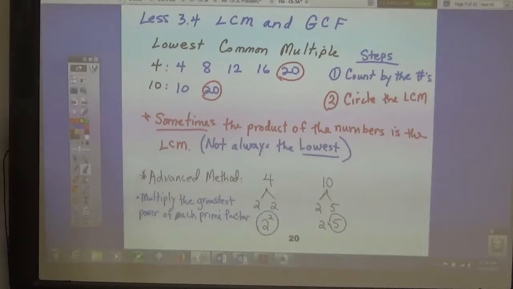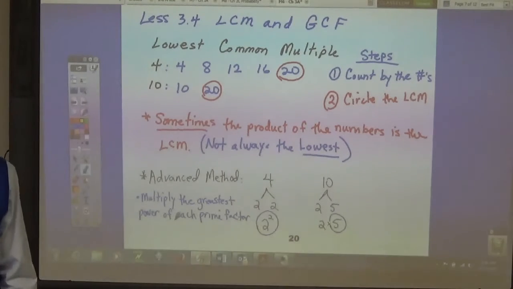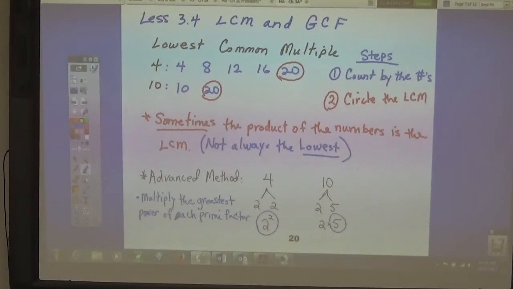So, I want you to do 14 through 23. Okay? 14 to 23.